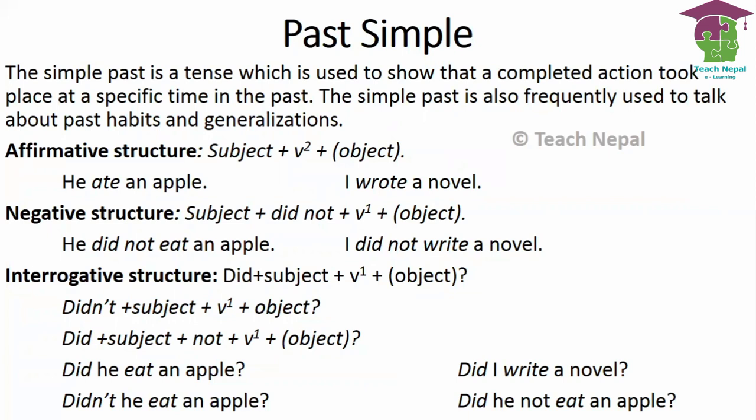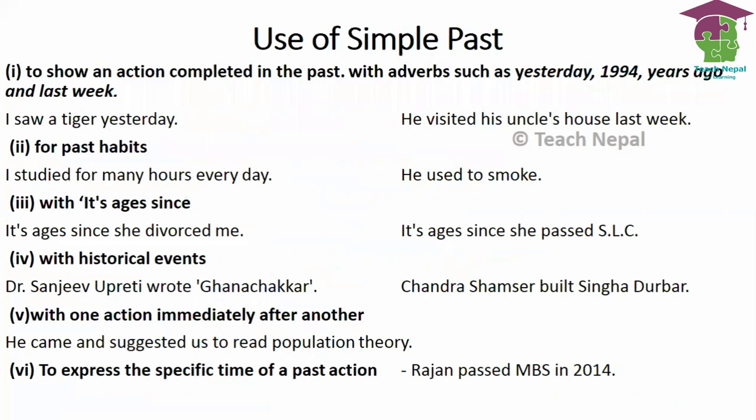He did not eat. We don't write "he did not eat", right? He did not eat, or I did not write. In that way, the interrogative structures and other structures we have given you, please go through these things. Then use the simple past.